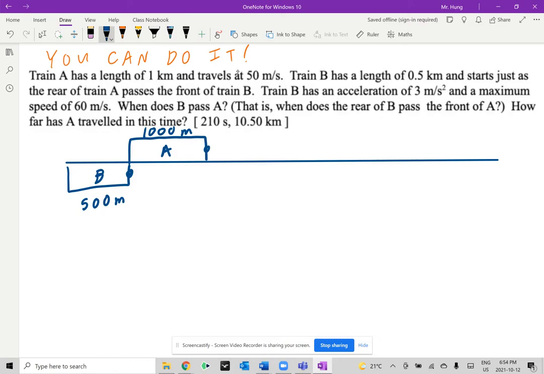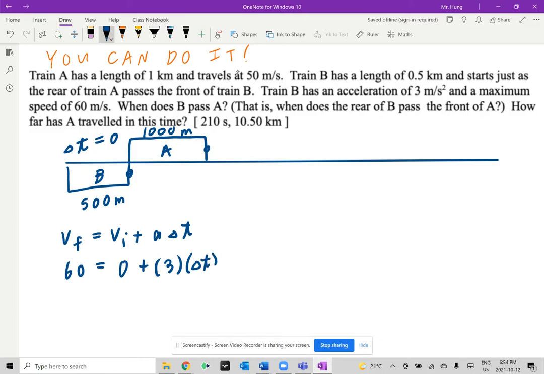So again, notice in this part of the diagram, time is exactly 0. So you go back and you look at the following formula. Vf equals Vi plus at. Now the final velocity is going to be 60 meters per second. That's going to be the maximum speed. And of course, train B starts from rest, so that's going to be 0. And the acceleration is going to be 3 meters per second squared times time. So without a calculator, if you do a little bit of mental math, 60 divided by 3 will give exactly 20 seconds in this case.